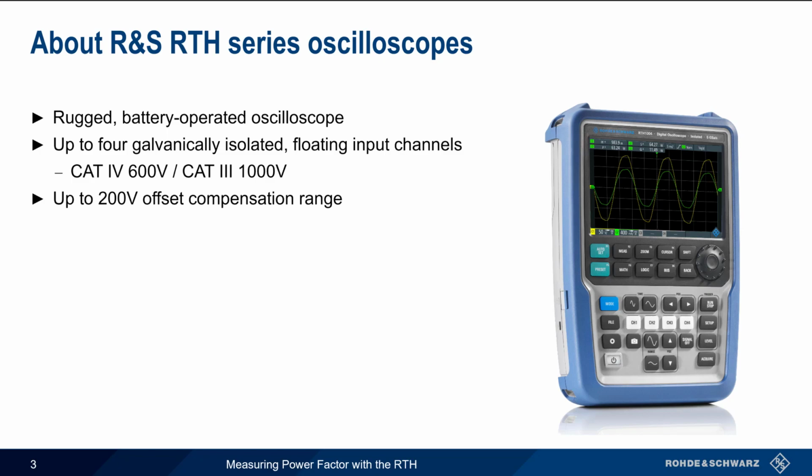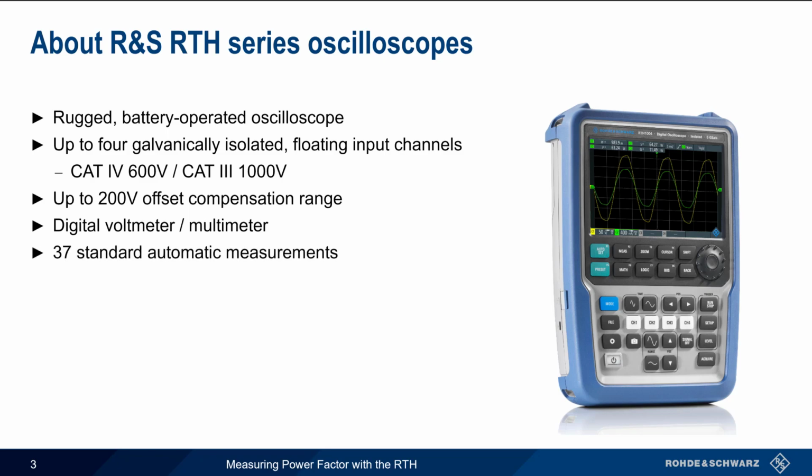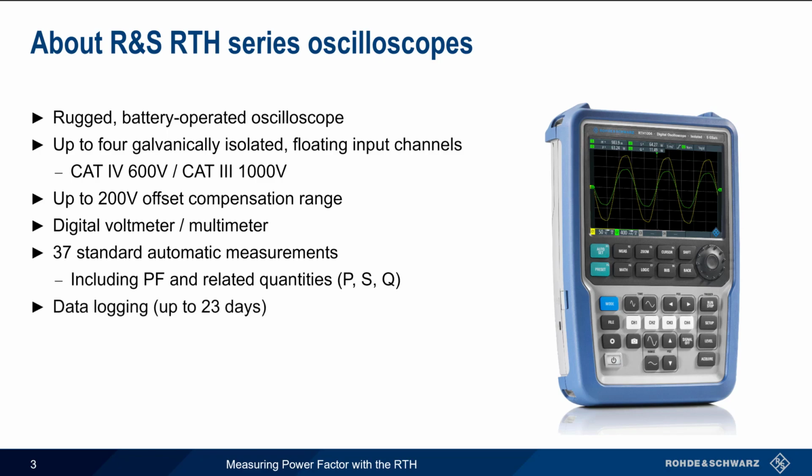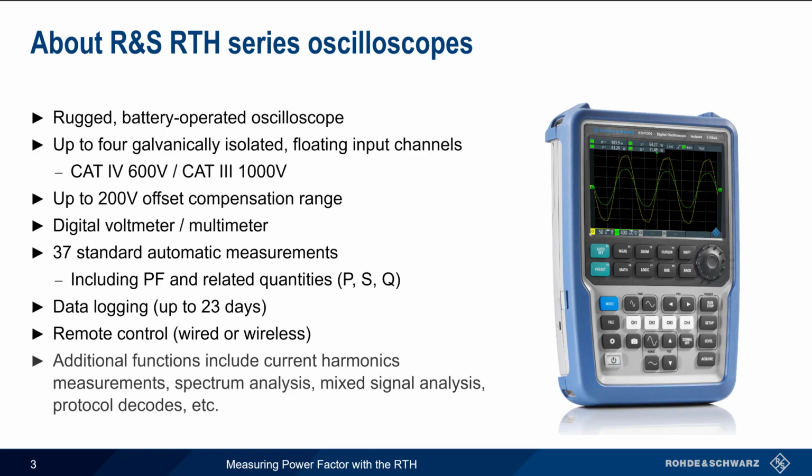Useful power-related features include an integrated digital voltmeter or multimeter, 37 standard automatic measurements, including power factor and related quantities, and long-term data logging. The RTH can be remotely controlled over both wired and wireless interfaces, and also supports many additional functions, such as measurement of current harmonics, spectrum analysis, mixed signal analysis, protocol decoding, etc.